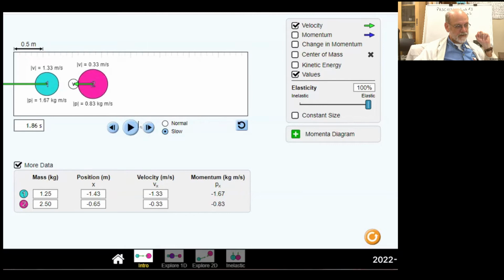Now you've got values up here, but you also have them in the table. The velocity of 1 after the collision is minus 1.33. So that goes in the velocity of 1 after collision, and the velocity of 2 after collision is minus 0.33. Then you go over here and look. Momentum of 1 is minus 1.67. The momentum of 2 is minus 0.83. Add them together, and you get minus 2.5, which should be the same as the momentum before the collision.